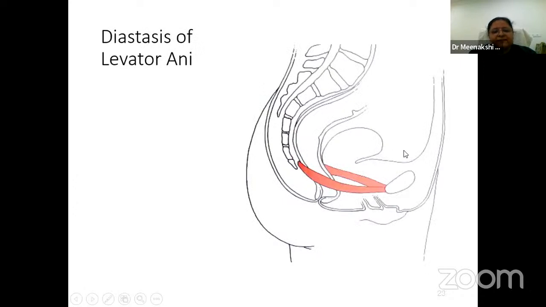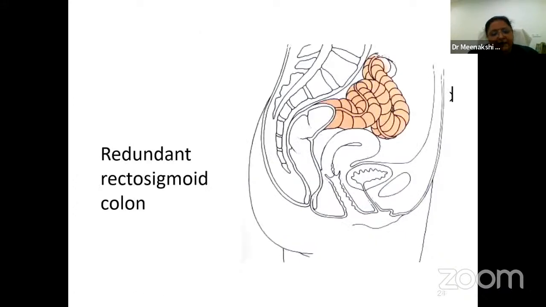Then there can be diastasis of this levator ani muscle, that we have already seen how important this muscle is, and whenever there is diastasis, there can be chances of rectal prolapse. Then redundant rectosigmoid colon, it is very, very important to understand, because when we deal with the management of this rectal prolapse, we should know beforehand whether it is the reason for the rectal prolapse, because we have to go ahead with excision of this redundant rectosigmoid.